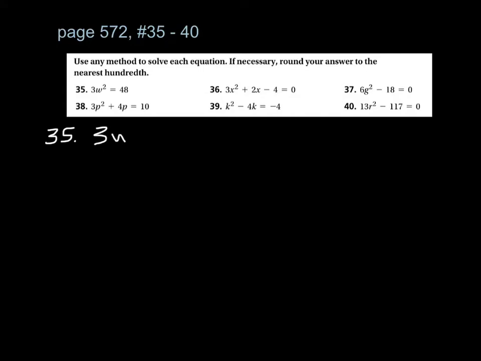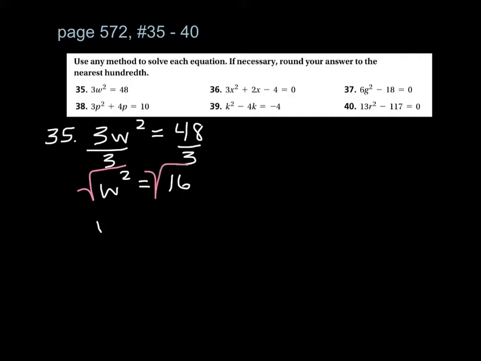All right, number 35, I automatically noticed the lack of a linear term, and I also noticed that after I divide by 3 here, I do have w squared equals 16. That's convenient. And when I take the square root of each side, I end up with w equals, and remember what happens here, plus or minus 4. The plus or minus is there because there are 2 square roots of 16 technically. All right, so your solutions for this one are -4 and 4.